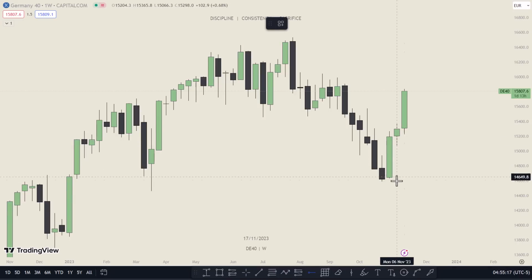What is the origin of this move right here? Because we are on this move right here. I capitalized on this weekly candle right here.